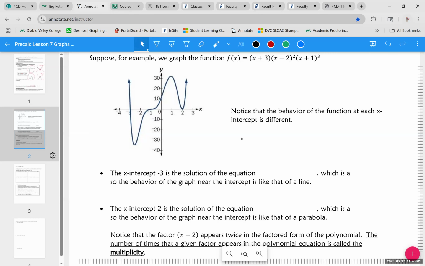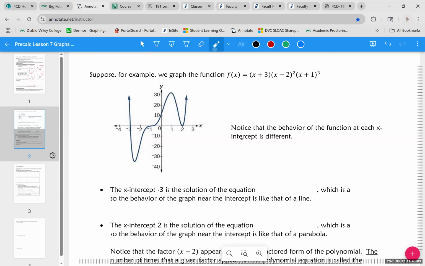So the x-intercept, let's start, we'll go left to right here. We're going to start with this one, the x-intercept -3. That's the solution of the equation. Like if I had set this whole thing equal to 0, then we would have broken up each set of factors equal to 0. And so the -3 comes from the x plus 3 equals 0 portion of that solving.